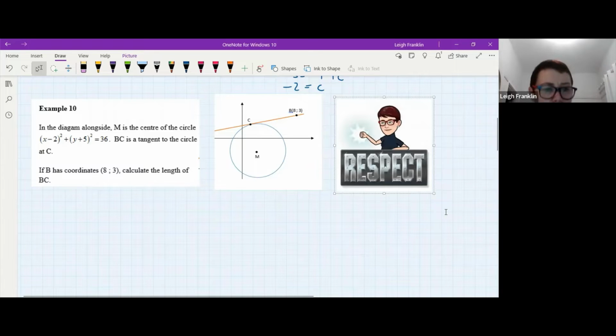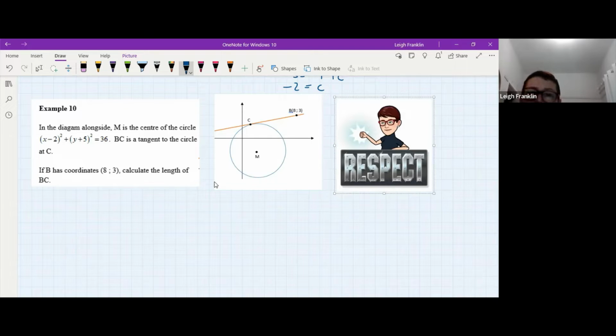Okay, so what do you think our starting point is, Matrix? We want the length of BC. Ma'am, I think our starting point is finding the coordinates of C. Okay, and how would you find the coordinates at C? Do you have enough information to be able to do that? Not really at this stage.